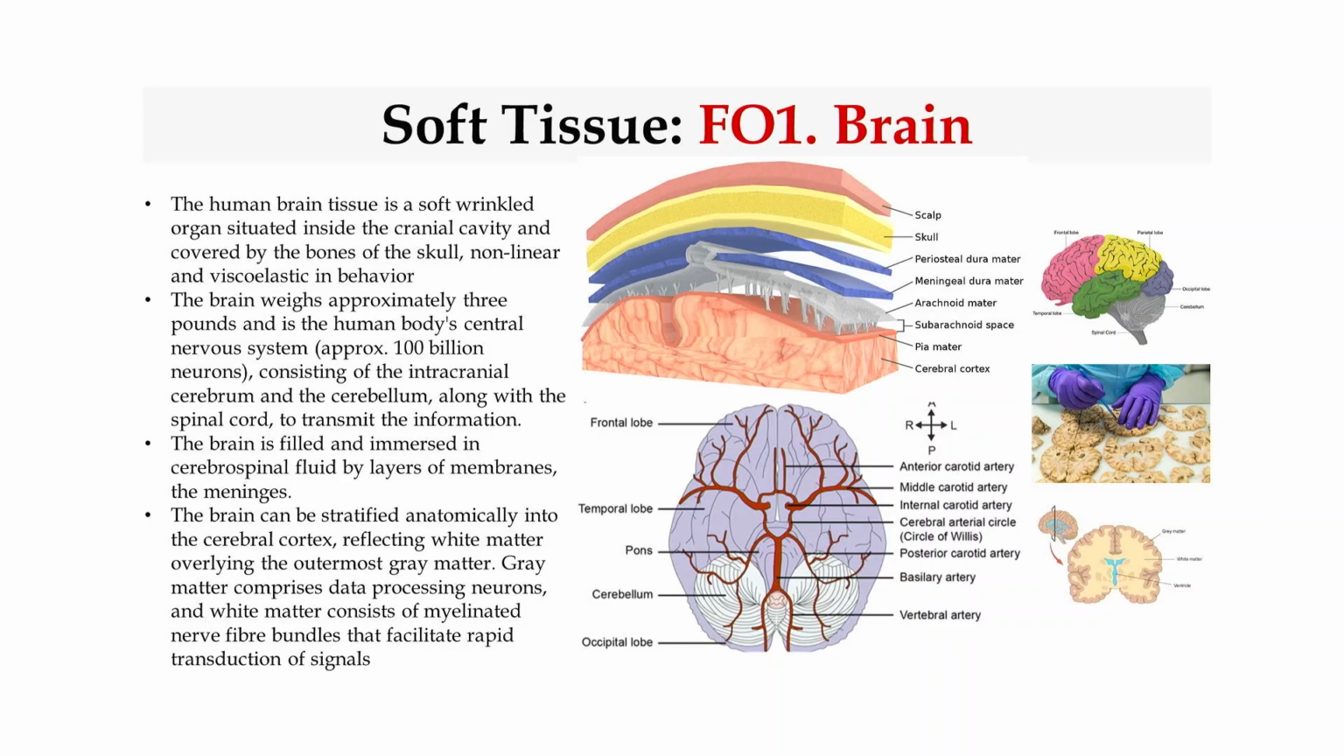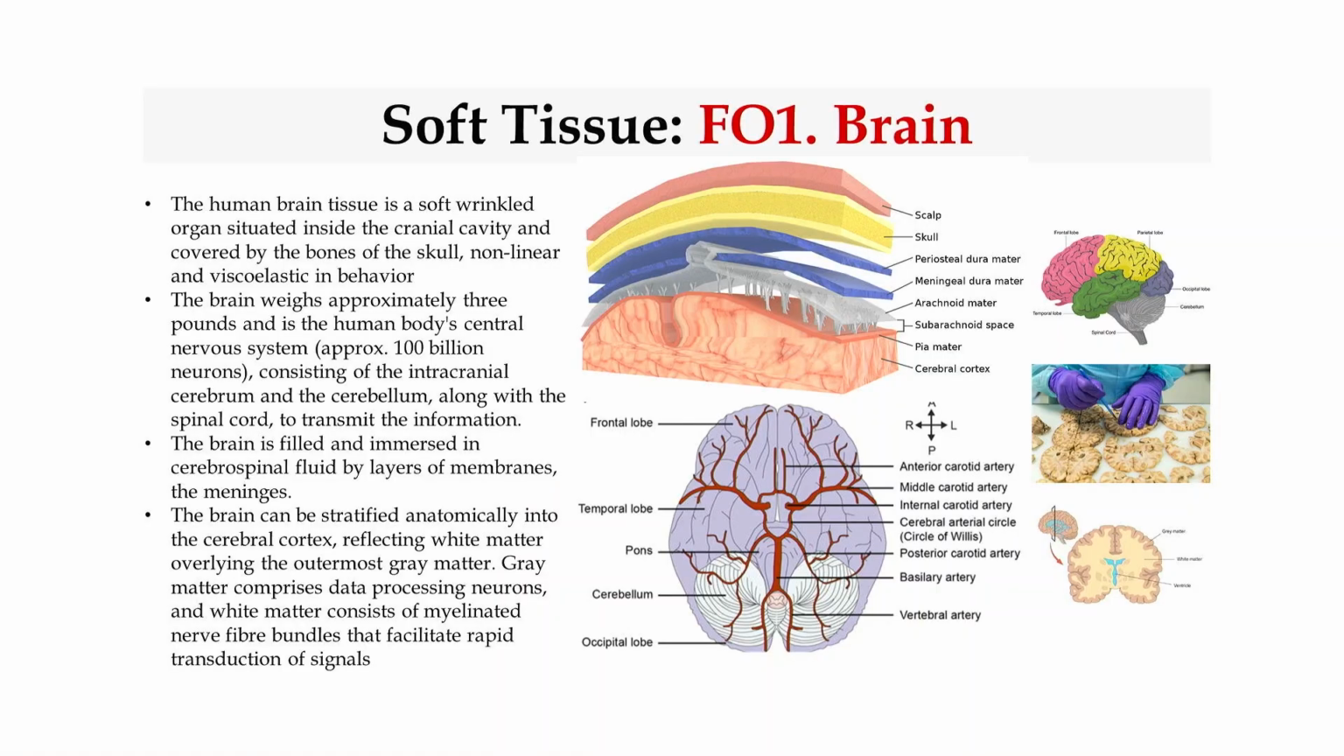The brain weighs approximately 3 pounds and is the human body's central nervous system, so very, very important. Approximately 100 billion neurons are housed within the brain. These are a lot of zeros, right? Like 100 billion we are talking about. It consists of the intracranial cerebrum and the cerebellum, along with the spinal cord to transmit the information. All the information within the brain is transmitted to the entire body through the spinal cord, and this is the main storage or the powerhouse of your system, right?